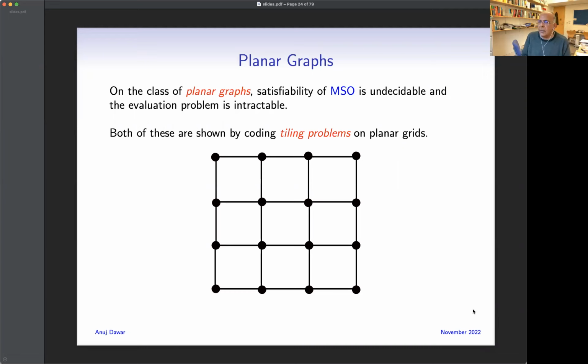So a grid like this is a graph which is planar, clearly. And to express the tiling problem is really to say, is there a way of coloring it so that certain local constraints are satisfied? And this is clearly expressible in MSO. And so essentially the same construction shows both the undecidability of the satisfiability problem and the intractability of the evaluation problem.